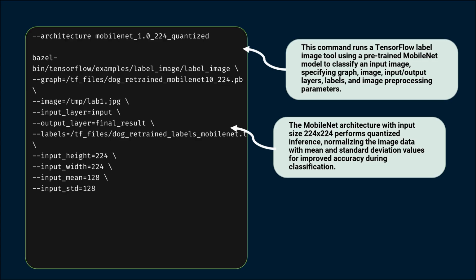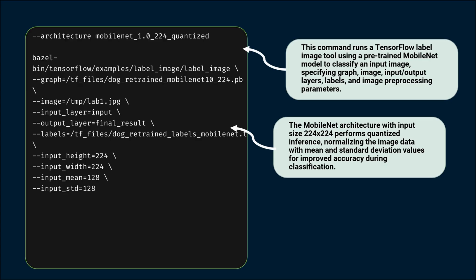This tells the tool which model to use for predictions. Next, we define the input image with the image flag, allowing us to specify the exact image we want to classify. It's important to ensure that the image is compatible with the model's expectations in terms of size and format. We then set the input and output layer names with input layer and output layer, which are critical for directing the model to understand where to retrieve input data and where to place its predictions.